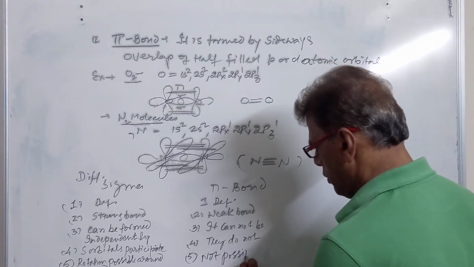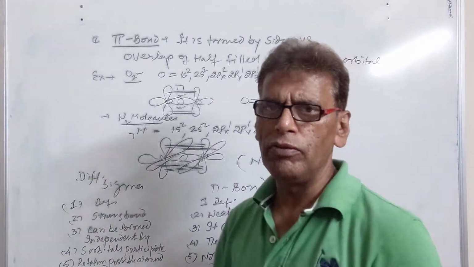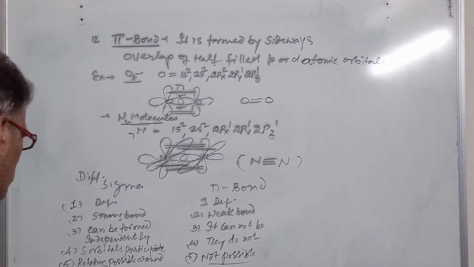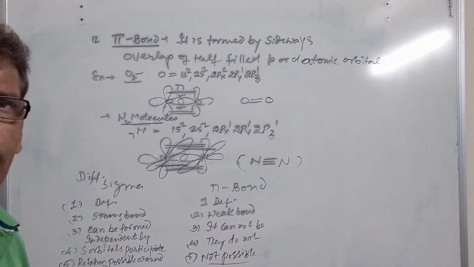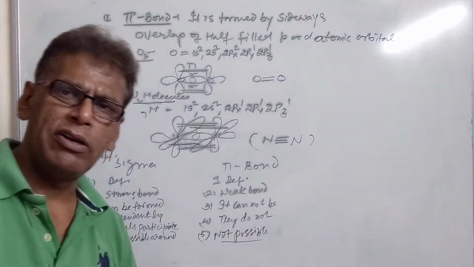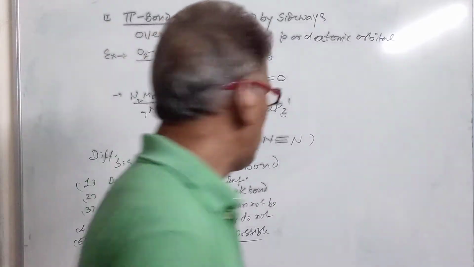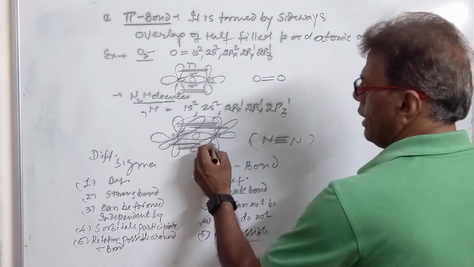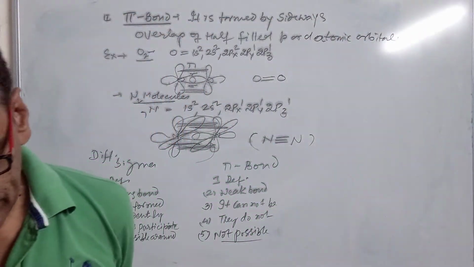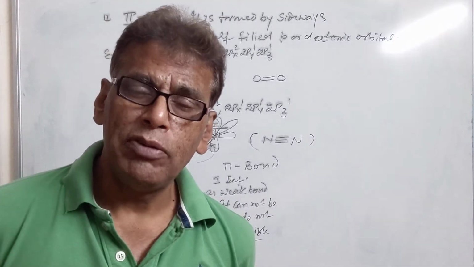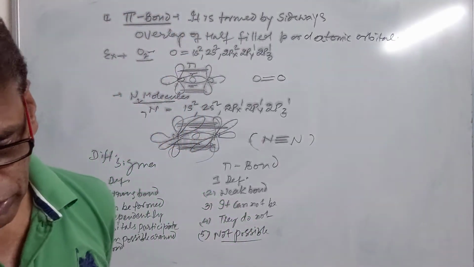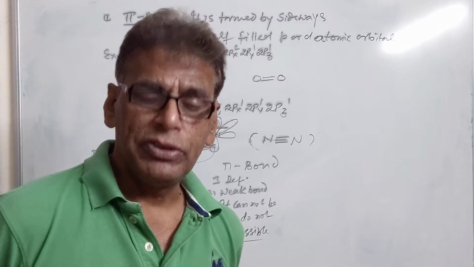because overlapping is above the axis as well as below the axis. If we want to rotate the two atoms, the pi bond will break, so rotation is not possible. Then sigma bond consists of a single electron cloud present between the two nuclei on the internuclear axis. Pi bond consists of two electron clouds, one lying above and another lying below the internuclear axis. Sigma bond can form independently, but formation of pi bond first requires the formation of sigma bond, followed by the formation of pi bond.